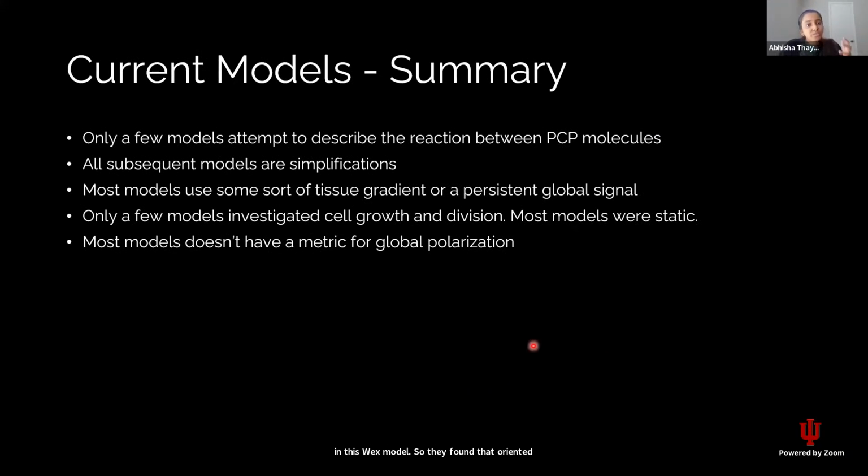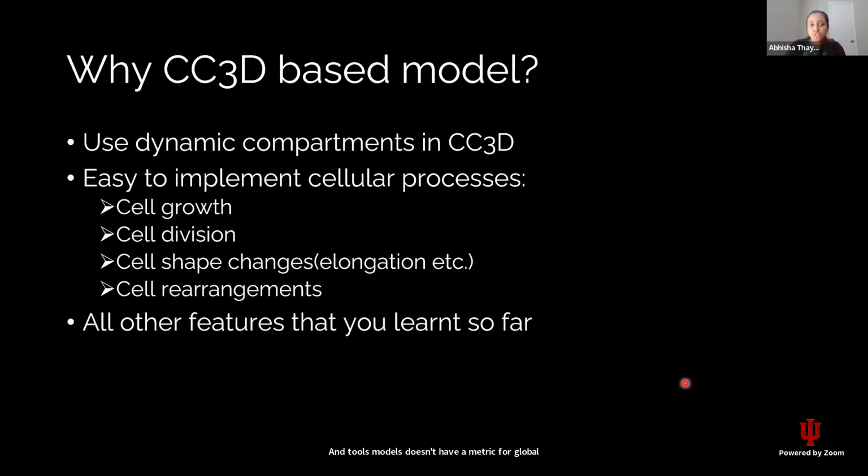So in summary, only a few models attempt to describe the reaction between PCB molecules, and all subsequent models are simplifications. Most models use some sort of tissue gradient or a persistent global signal to achieve polarization. Only a few models investigated processes like cell growth and division, whereas most models were static, and most models don't have a metric for global polarization. So we are going to use Compartmental 3D to model PCB.